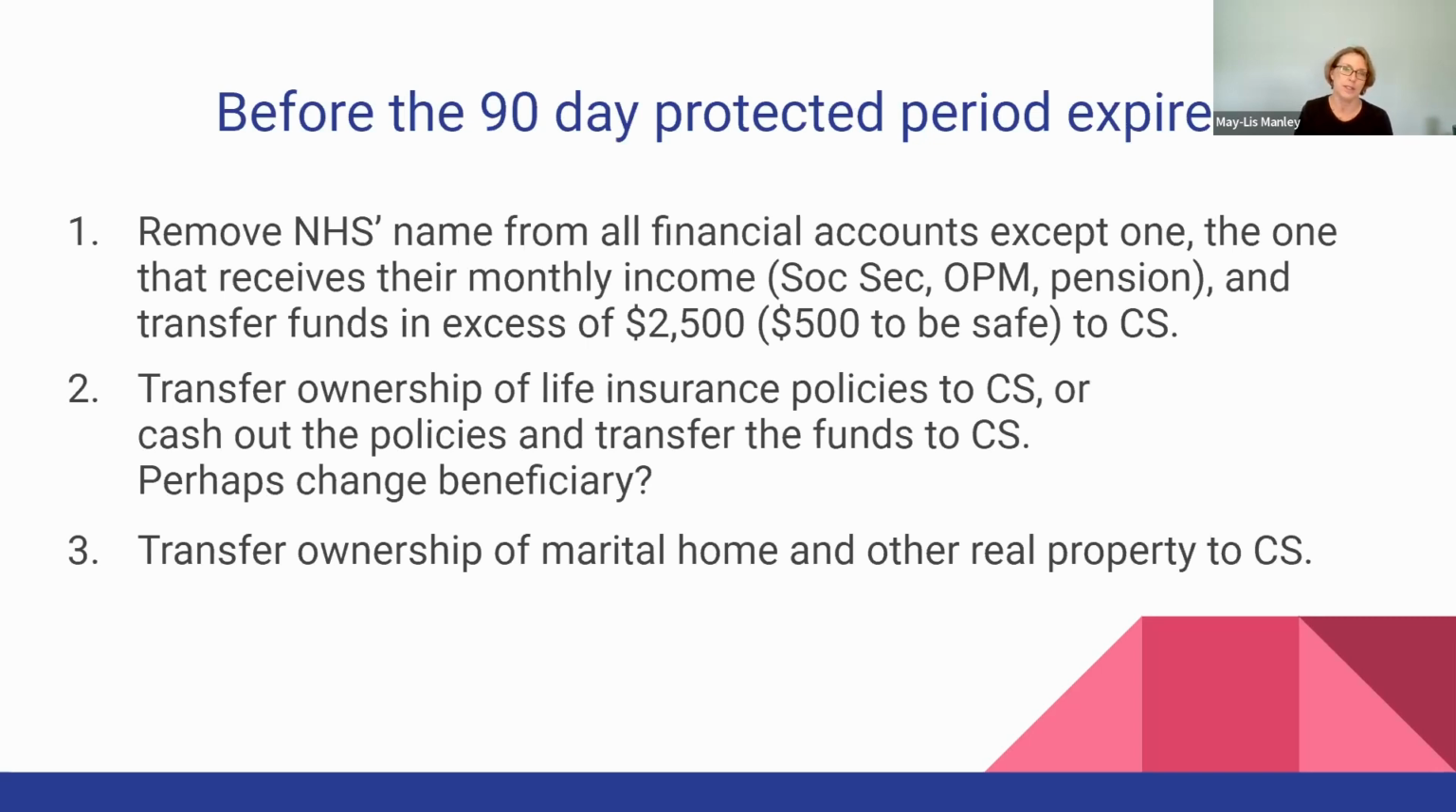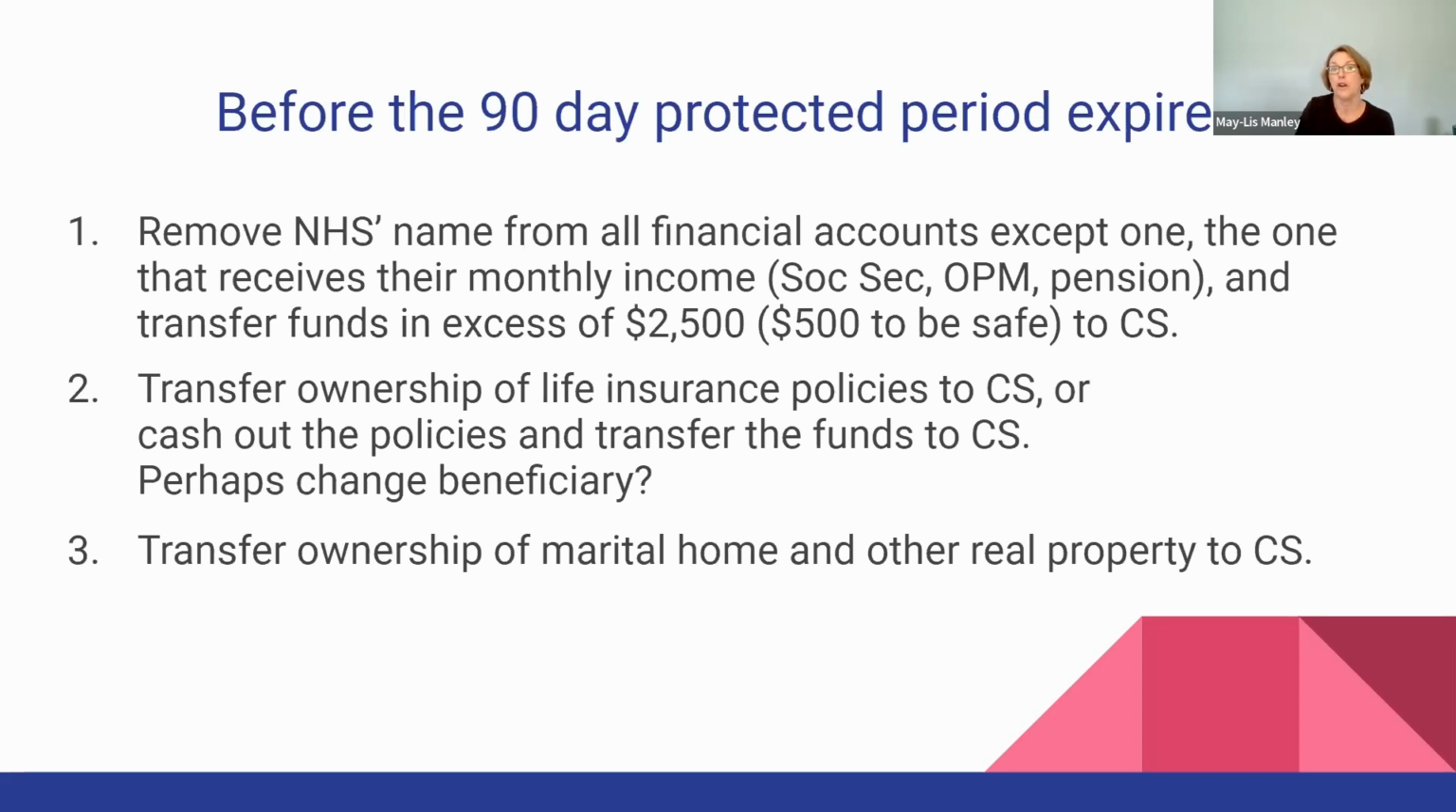So another action to take is to transfer ownership of life insurance policies that have a cash surrender value to the community spouse, so that the community spouse is the owner. Or perhaps cash out the policies and transfer the funds to the community spouse. May even consider changing the beneficiary.